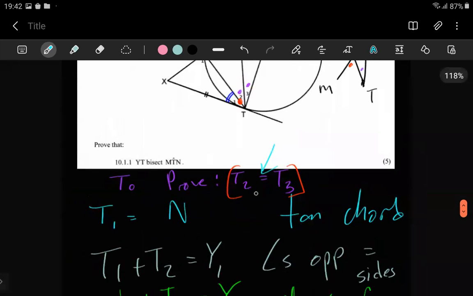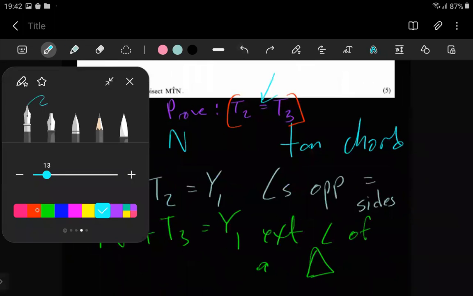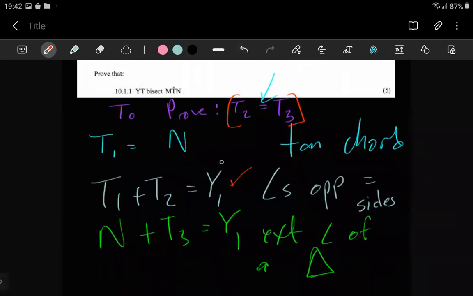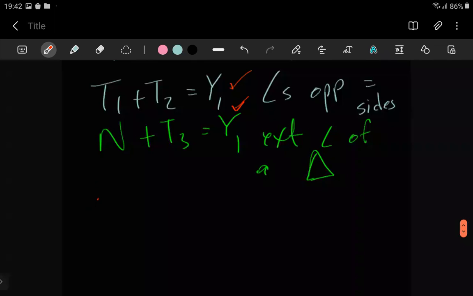Now, for you to end up with this using algebra, you need to write out statements that will have T2 somewhere, statements that will have T3 somewhere. And then those statements will communicate with each other, which is what's going to happen here. Fortunately, as you can see, in our last two statements here, we have shown that both this left side and this left side are both equal to Y1. So as long as they're both equal to Y1, we can conclude here and say, therefore, T1 plus T2 is equal to N plus T3. You see, we're saying it because we have shown that they are both equal to Y1.